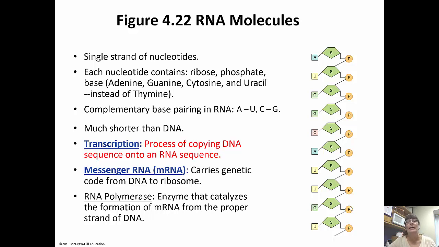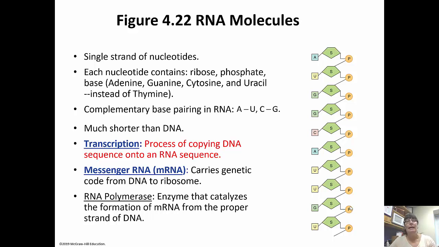So messenger RNA carries the message. It carries the genetic code from the DNA to the ribosome. RNA polymerase catalyzes the formation of messenger RNA from DNA. So for replication, just to recap real quick, replication is DNA to DNA. DNA polymerase catalyzes that reaction. So the hydrogen bonds will be broken, the DNA will unwind, DNA polymerase comes in and matches the base pairs according to complementary base pairing, and then it winds back up.